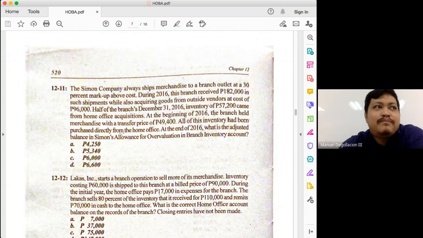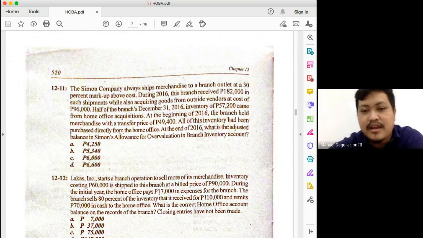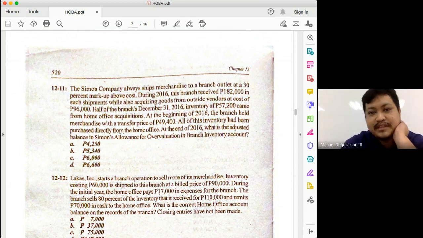Okay, so the solution here is actually very simple. You'll just have to determine the portion that came from the home office, and it's even made simple in the problem, class. The problem tells us that half of the 57,200 came from the home office. So it is only one half of the 57,200 that has a markup. How much is one half of 57,200? 28,600. Okay. So this is now the portion of our ending inventory that came from the home office.